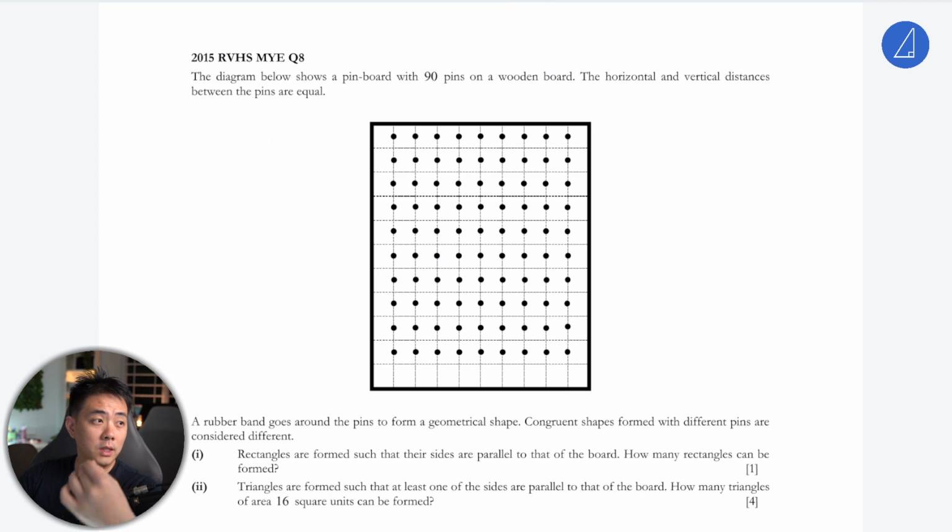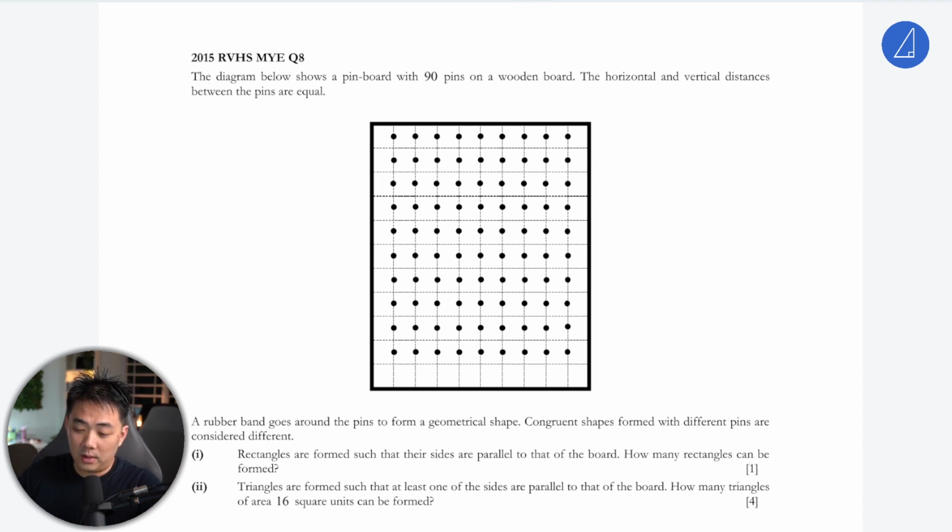Hi students, let's look at this question here, which is an interesting question taken from the year 2015 RVHS mid-year J2 question 8. This question is on permutation and combination, PNC, so you can do this proficiently. I think the first part is pretty okay.